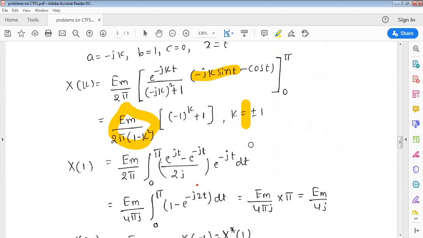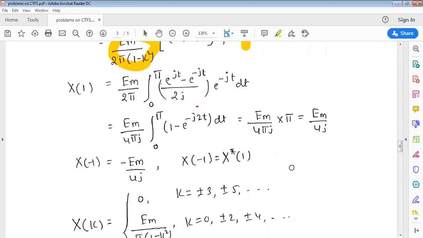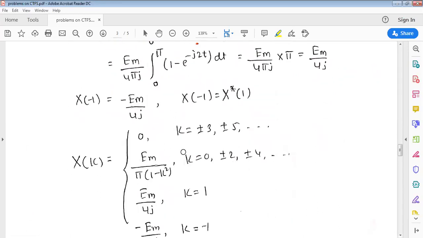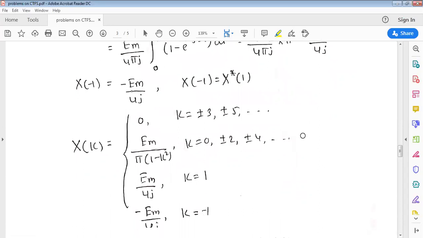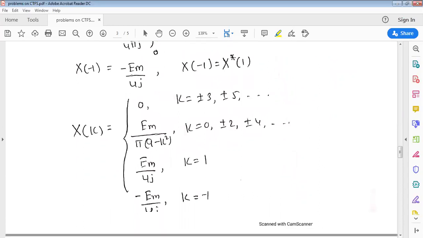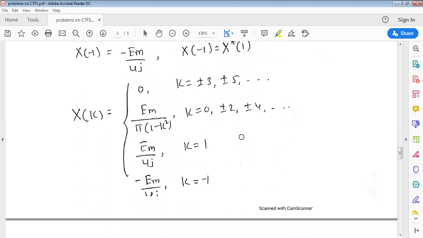When k is equal to, let us say, plus 3, this will become -1. -1 plus 1 will become 0. Therefore, x of k will become 0. So for all odd values of k, the equation will generate 0. For all even values of k, it will become 2. So 2 pi, 2 will get cancelled. Em by pi into 1 minus k square, you can write. Em by pi into 1 minus k square for all even values of k. This is your x of k, which is generated from the equation.